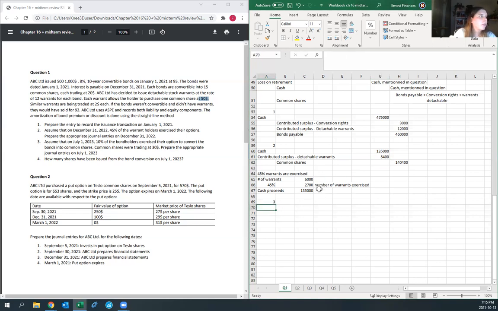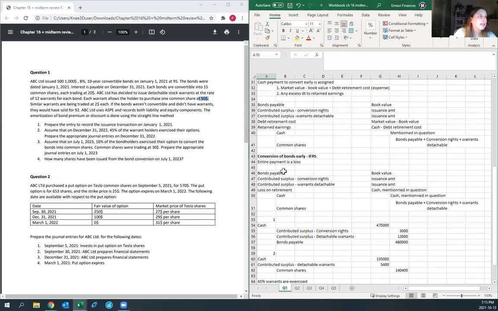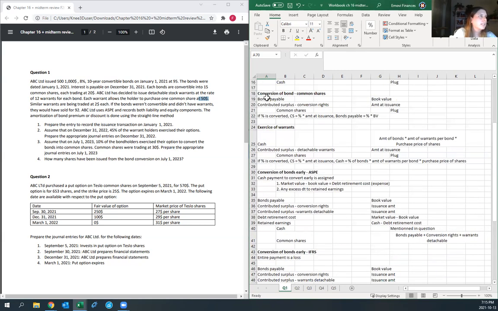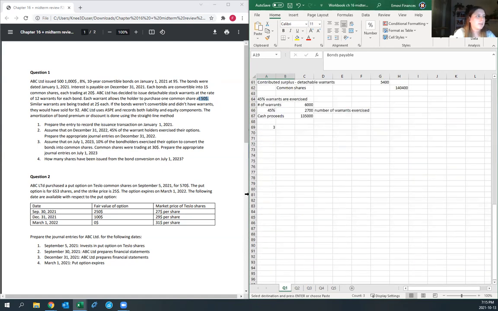All right, so for requirement 3, the transaction is under ASPE. It's this one here. It doesn't matter if it's under ASPE or IFRS. So you want to find the book value of the bonds payable first. Something important is that they use the straight line method. The interest expense is always the same amount every interest period.